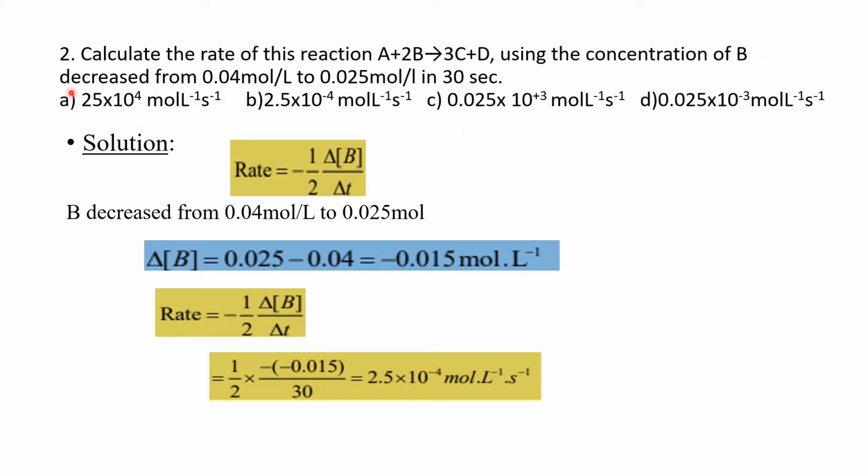Concentration of B decreased from this to this. So earlier the concentration is like this. After some time the concentration is decreased to this much. So we need to find delta B. How to find the decreased concentration? We need to subtract the final concentration from the earlier concentration, then we will know how much concentration is present at this time. This we find out, divided by the time, which is mentioned as 30 seconds. So we have to take it as 30 seconds. We have to substitute everything here.